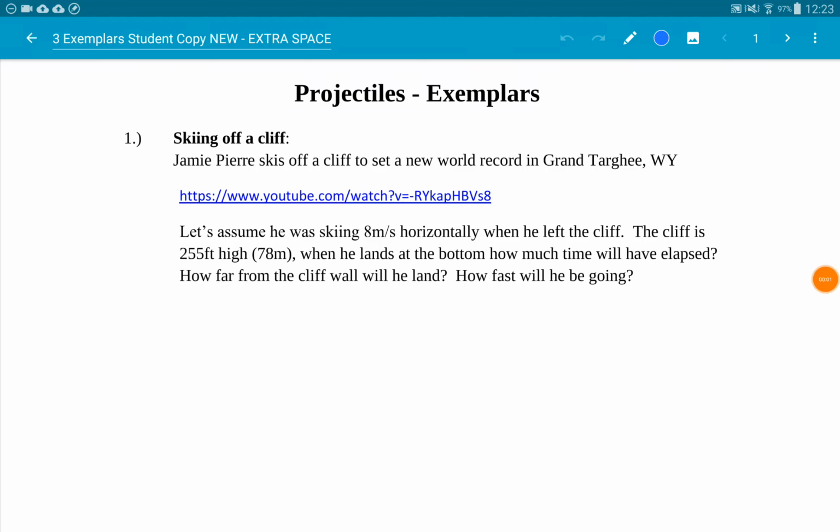Well, welcome back. We're in Vectors and Projectiles doing the exemplars here. Exemplar number 1 specifically. Jamie Pierre skis off a cliff to set a new world record in Grand Targhee, Wyoming.